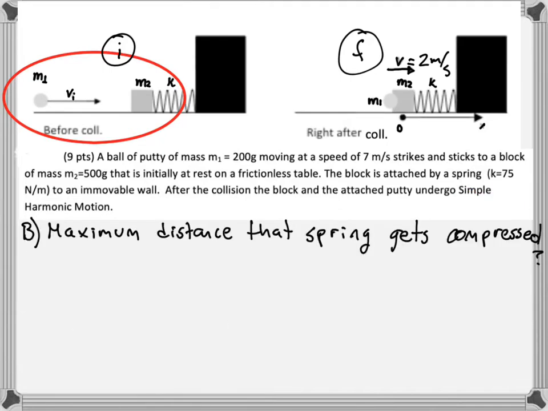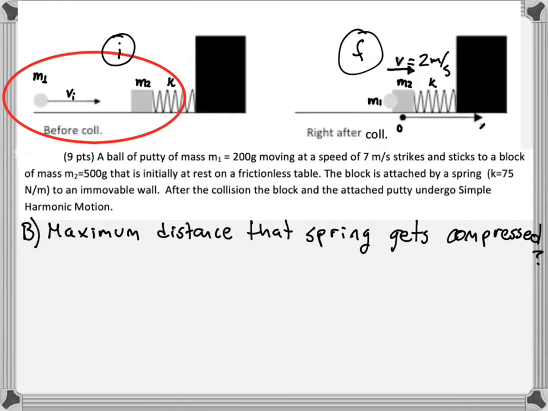Got another question here, which is, what is the maximum distance that the spring gets compressed? As you know, the block and putty are moving at 2 meters per second to the right, so that means the spring is going to get compressed, and as the spring is getting compressed, the mass is going to be slowing down. And when the mass momentarily stops, that's going to be the maximum compression of the spring.